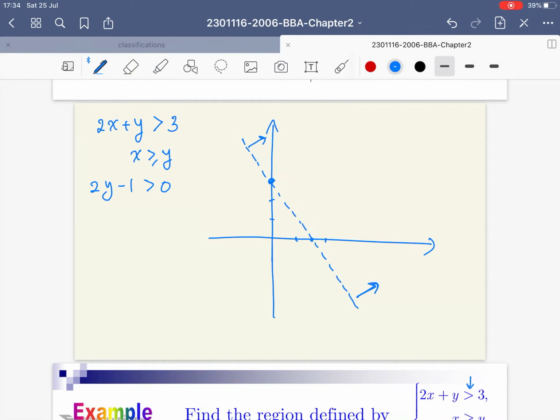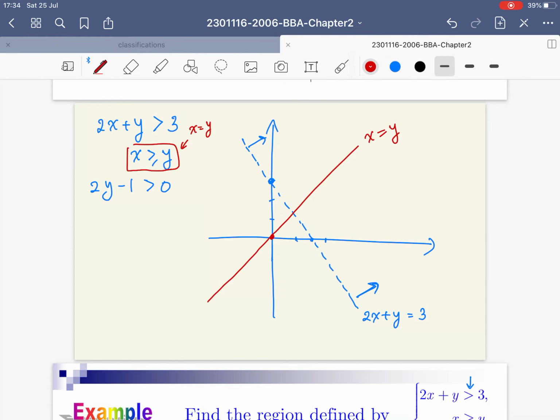Okay, let's look at the other one. This one is the one that you guys are most confused about. Usually you know how to draw x equals y, right? Which is the straight line passing through 0 and making 45 degrees with your x and y axes. So this one, I mean the first one, is 2x plus y equals 3, and this one is actually x equals y.